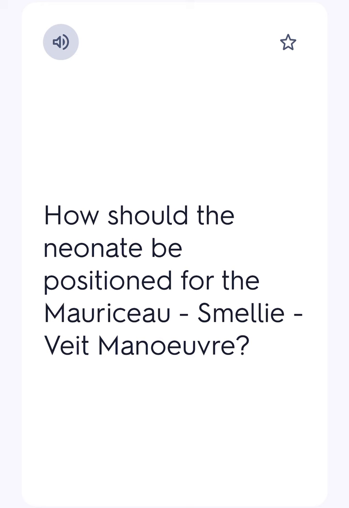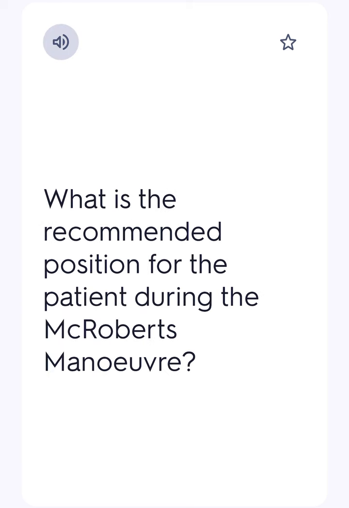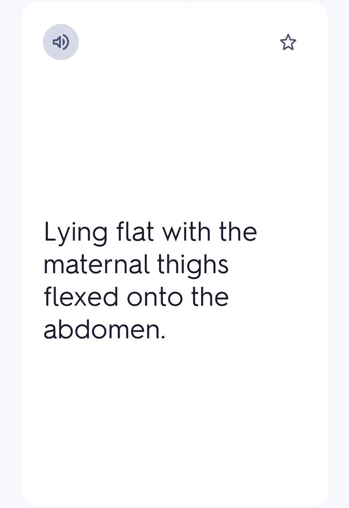How should the neonate be positioned for the Mauriceau, Smellie, Veit maneuver? Lying along one forearm with gentle pressure on the face and fingers hooked over the shoulders. What is the recommended position for the patient during the McRoberts maneuver? Lying flat with the maternal thighs flexed onto the abdomen.